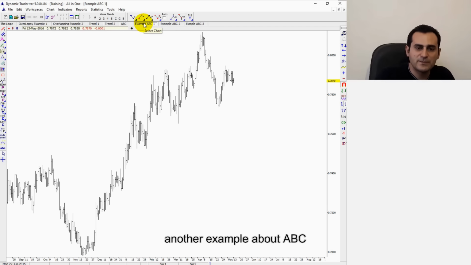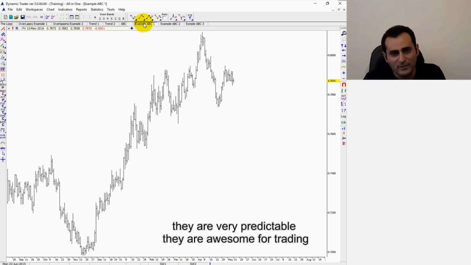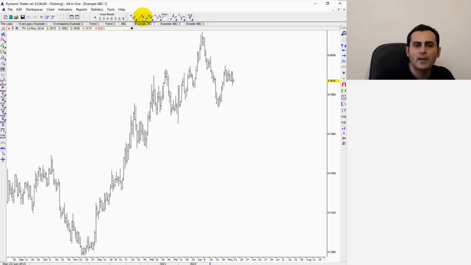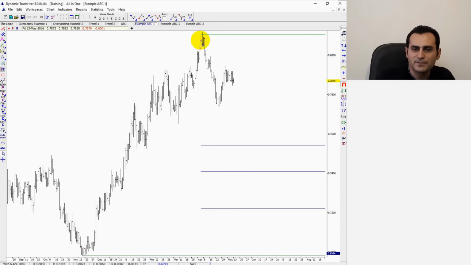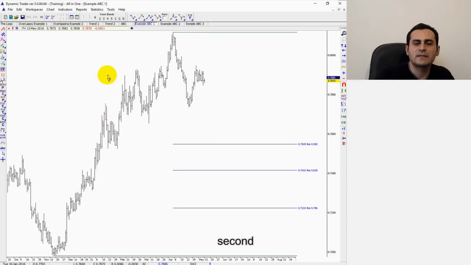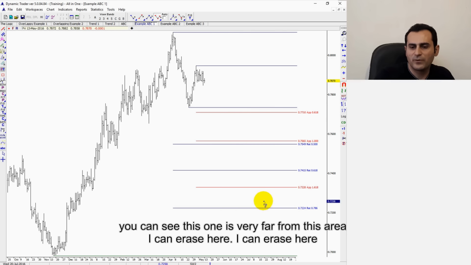Another example about ABC. I told you the routine is the same about ABC. They are very predictable. They are awesome for trading. Okay, I draw internal first. I'll draw internal Fibonacci retracement on here. Second, APP on A to end of the B. You can see this one is very far from this area. I can erase here. I can erase here.